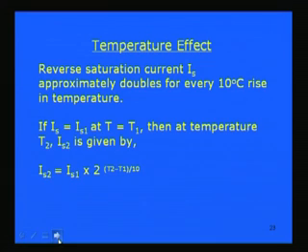That is actually given by a law that for every 10 degree centigrade rise in temperature, the reverse saturation current approximately doubles. That means if at temperature T1 we have a reverse saturation current IS1, and at temperature T2 IS2, the reverse saturation current will be equal to IS1 multiplied by 2 to the power (T2 minus T1) by 10, because for every 10 degree centigrade it doubles. So, it will be a power of 2 by the factor by which the temperature is increased divided by 10. This will have to be counted when you have a variation in the temperature.